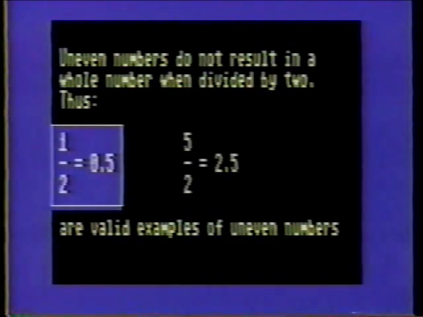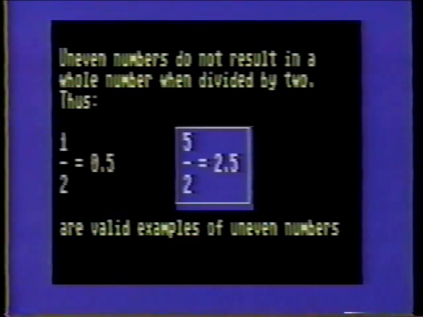Uneven numbers do not result in a whole number when divided by 2. Thus, 1 divided by 2 is 0.5, and 5 divided by 2 is 2.5, are valid examples of uneven numbers.